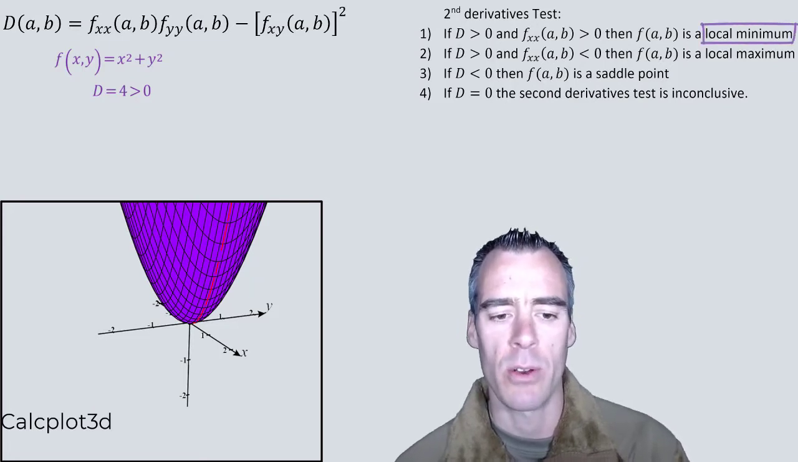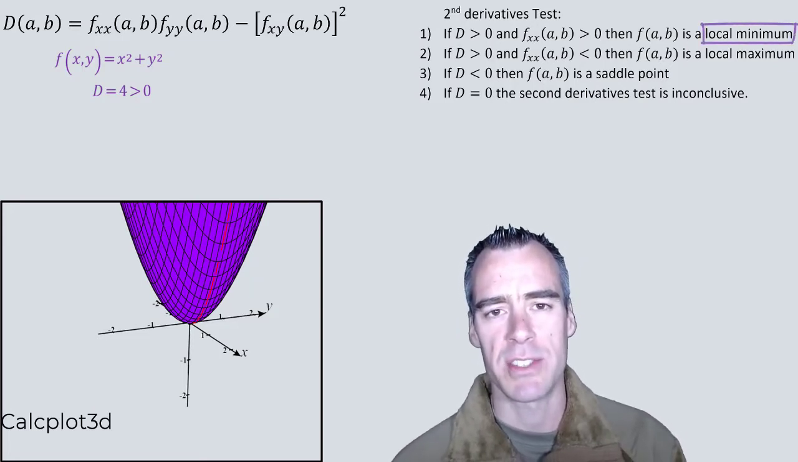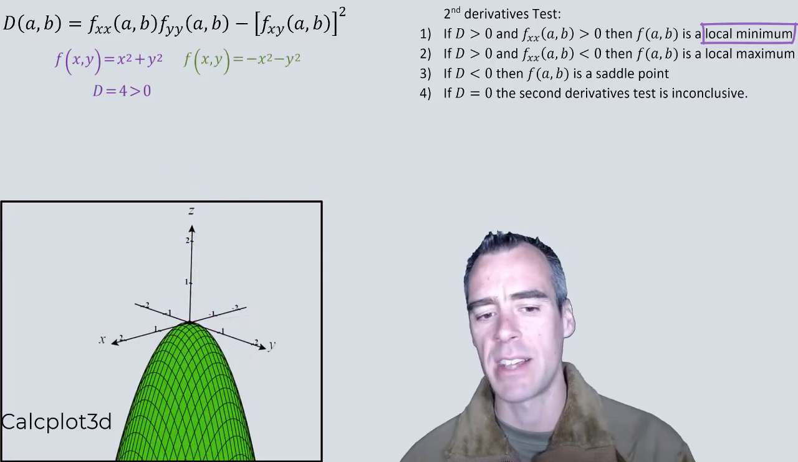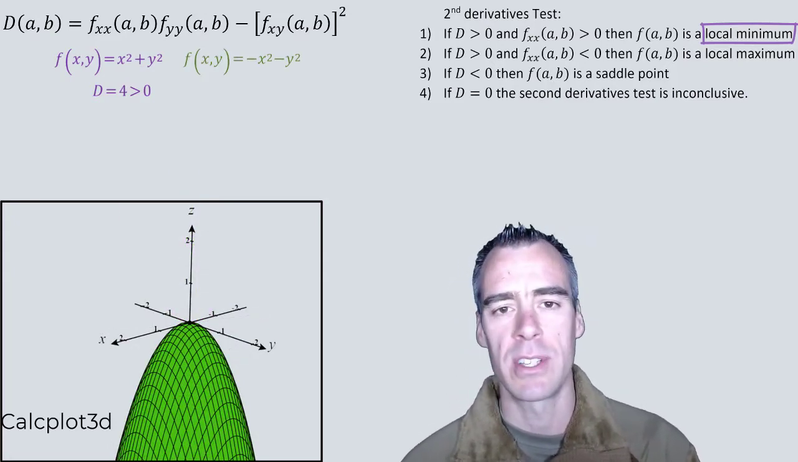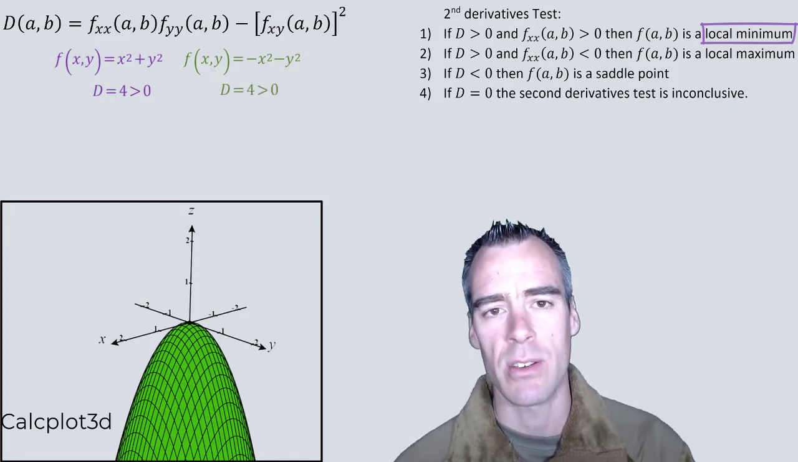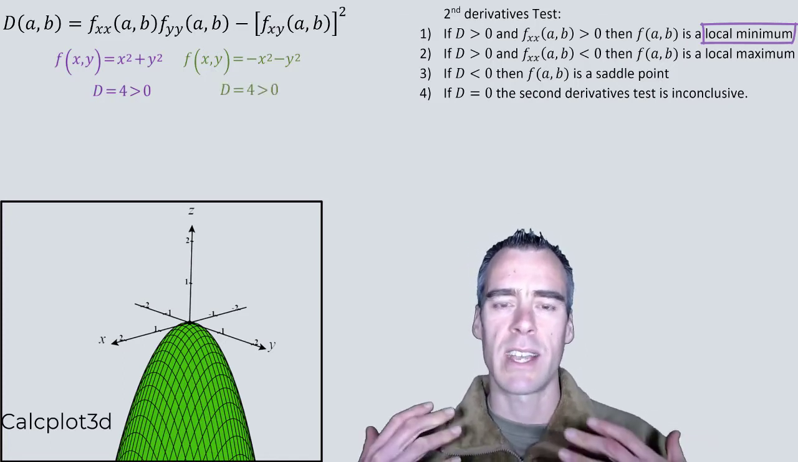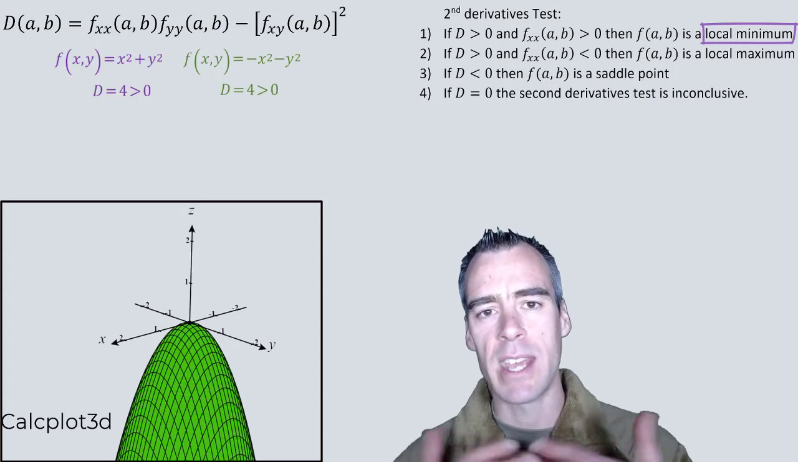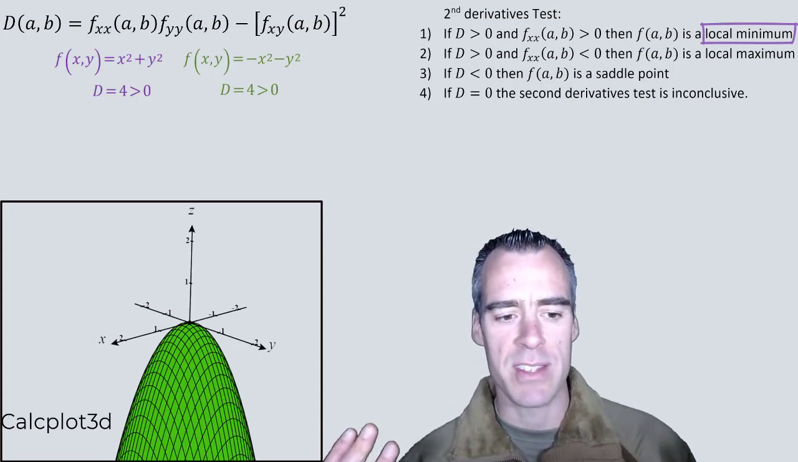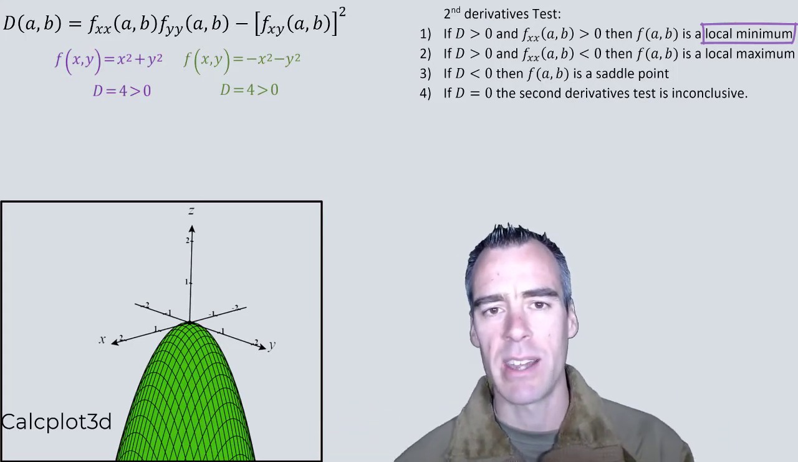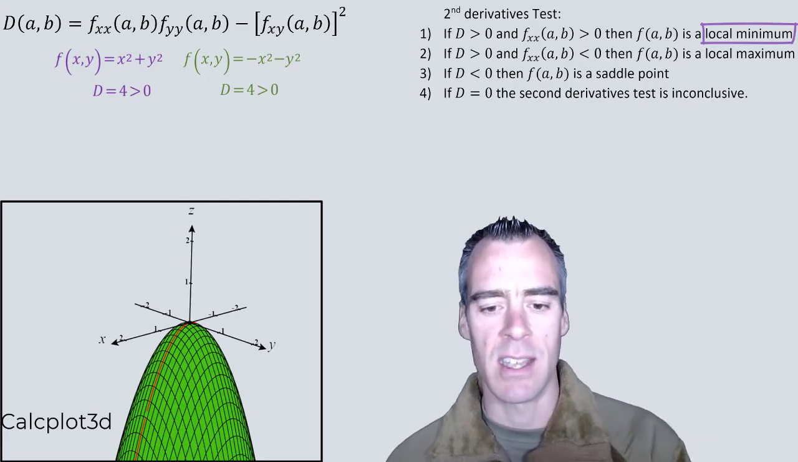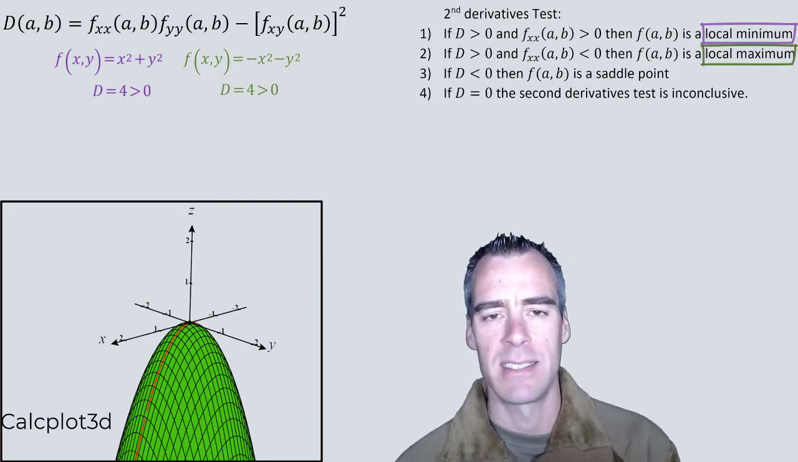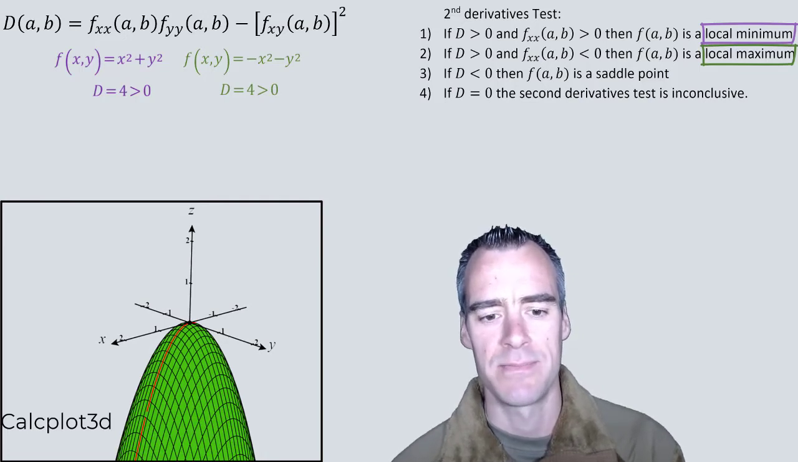Now, throwing in some negative signs here, we'll just change this equation around and say that our f(x, y) is negative x squared minus y squared. Well, it turns out we still have a discriminant of D equals 4, which is still greater than 0. It's because those two second derivatives are both negative. If you multiply two negatives, you still get the positive. So we got the same D. In this case, it's just going to be concave down. So that second derivative test gives us a local max at the point (0, 0) in this case.